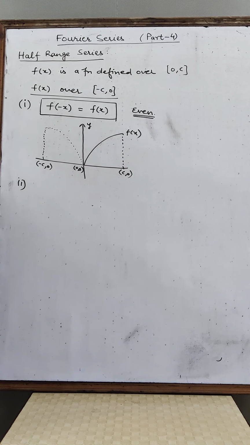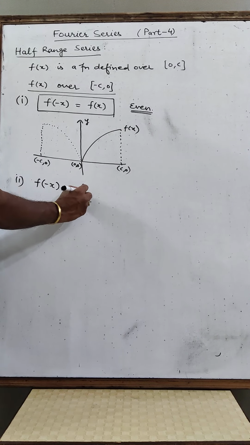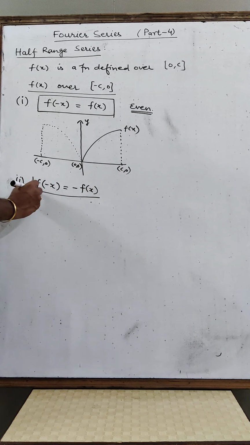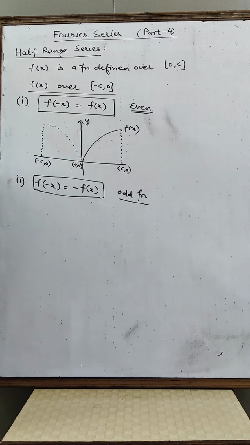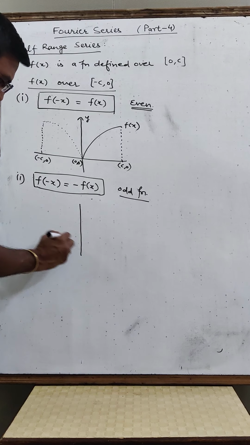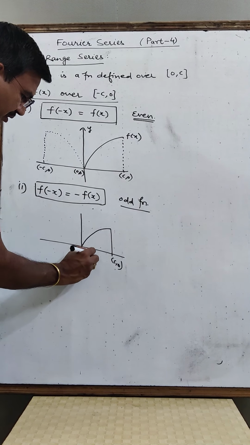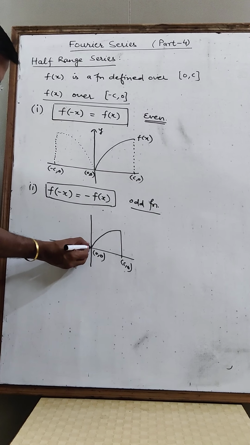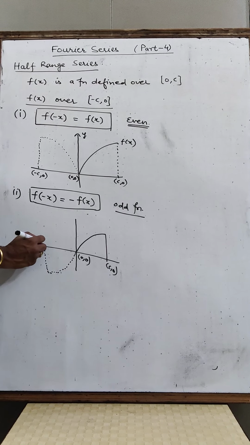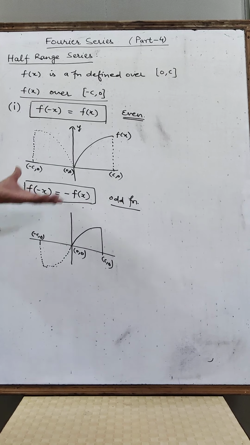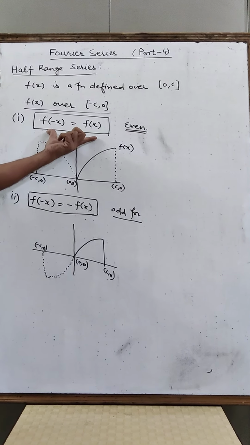Second way, we can extend our function by reflecting it in the origin. What does it mean? In this way, f(-x) is equal to minus f(x), that is, by taking it as an odd function. Suppose this is the function over the interval 0 to c, then we take its reflection in the origin like this, that it is from -c. So we will extend our function in the interval -c to 0 either as an even function or as an odd function.